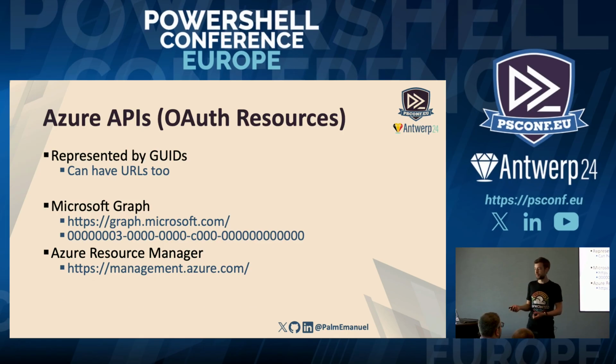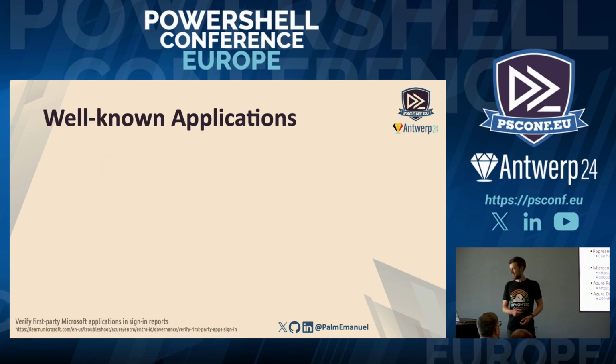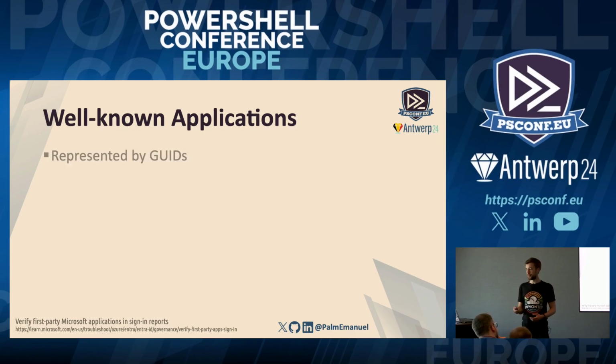And then we have even Azure DevOps, which doesn't even have a resource URL. It just has a GUID. So if we have to work with the Azure DevOps API, we specify the GUID. And that's why you might have encountered this and questioned what the heck is going on. Those are APIs. We also have, on the other side, well-known applications, which are the clients that we're using when we're authenticating, when we're working with these APIs. Also represented by GUIDs.